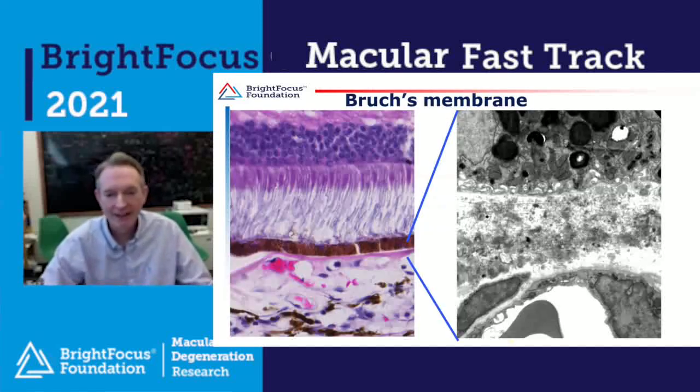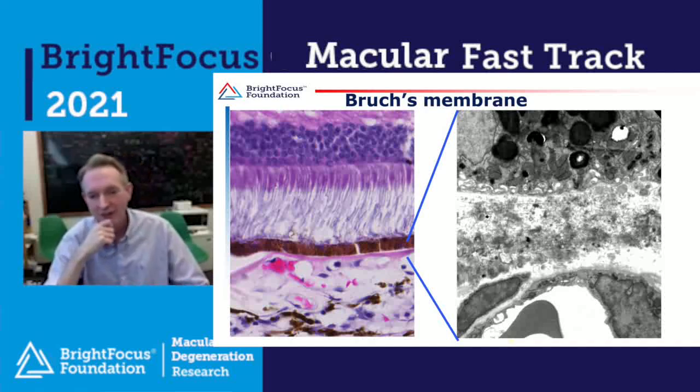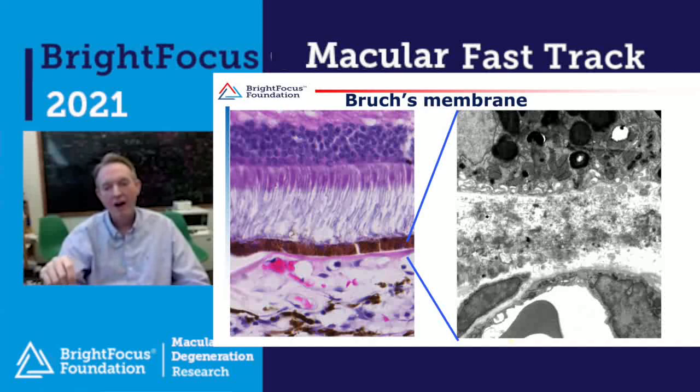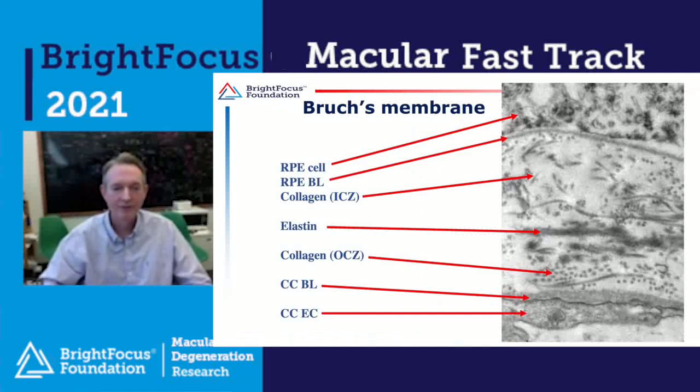So Bruch's membrane, as we've heard earlier today from some of the earlier excellent presentations, is a multi-layered extracellular matrix compartment. And on the left here, you see an H&E section showing the same zone that's been zoomed in on the right. And you can see on the top here, the retinal pigment epithelium, here's the choriocapillaris, here's a pericyte, and then Bruch's membrane is this intervening extracellular matrix material.